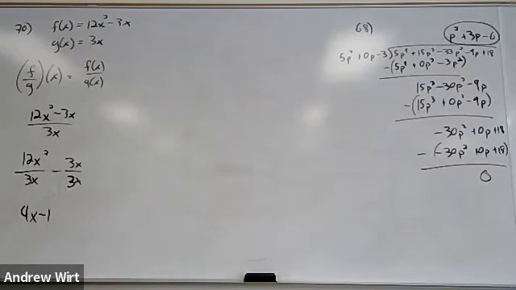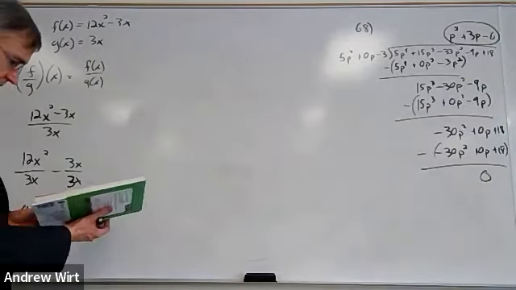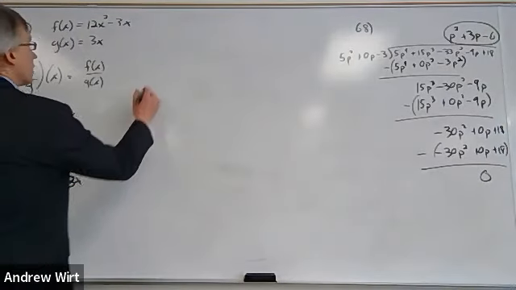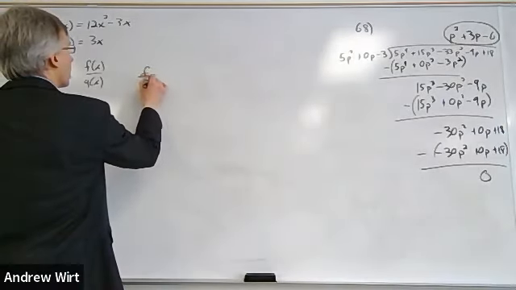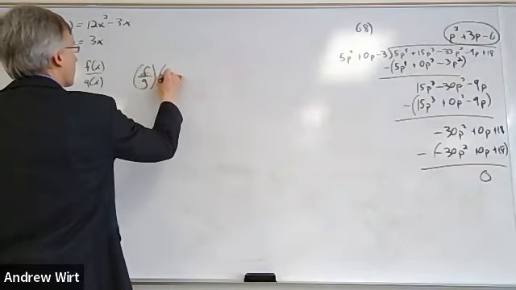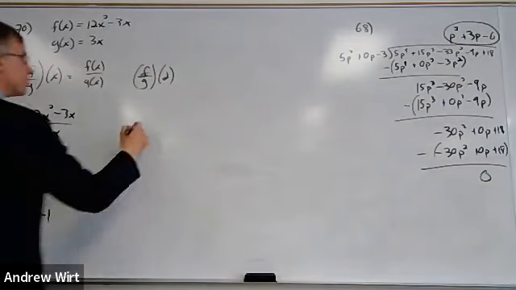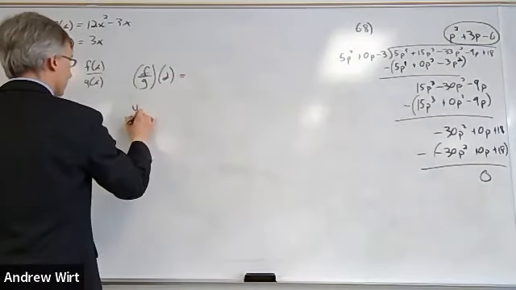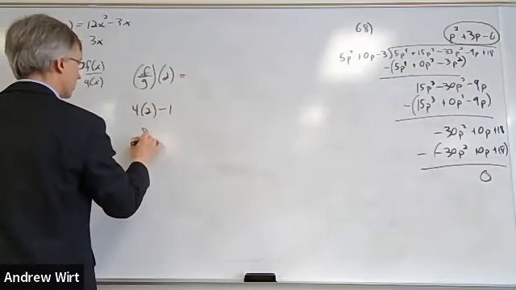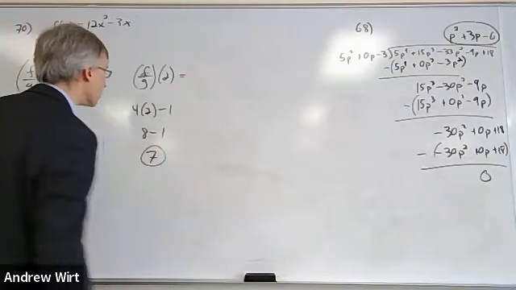Now we want to find the value of this at 2. For b, we're doing f over g evaluated at 2. So here's our f over g function, 4x minus 1. So that gives us 4 times 2 minus 1, which is 7.